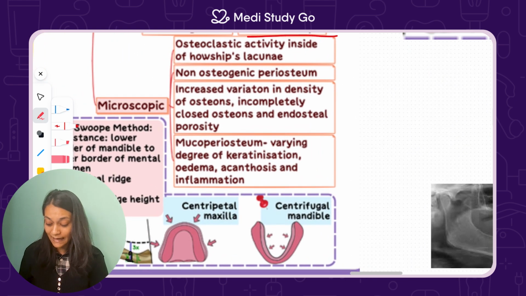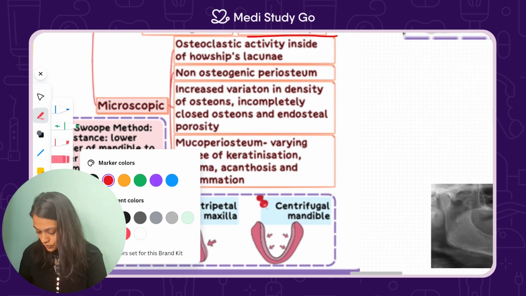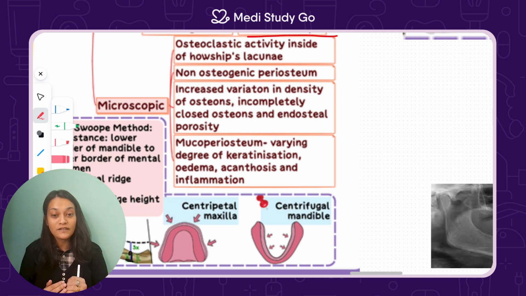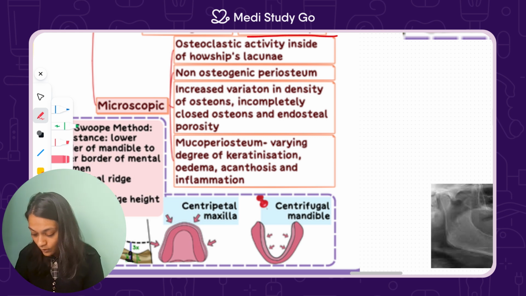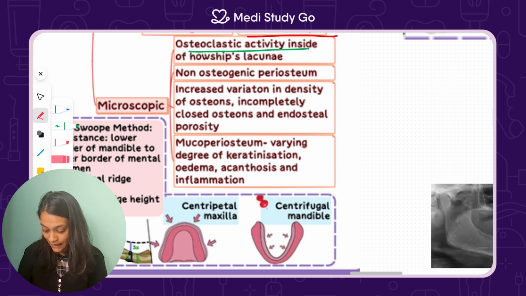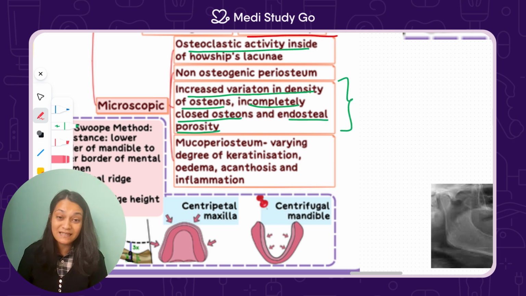Now what happens at the microscopic level? So to understand, first thing is that osteoclastic activity, the cells that are involved in resorption, will increase. At the same time, there is going to be increase in variation of density, incompletely closed osteons and endothelial porosity. This means that the bone will start becoming weaker in nature.